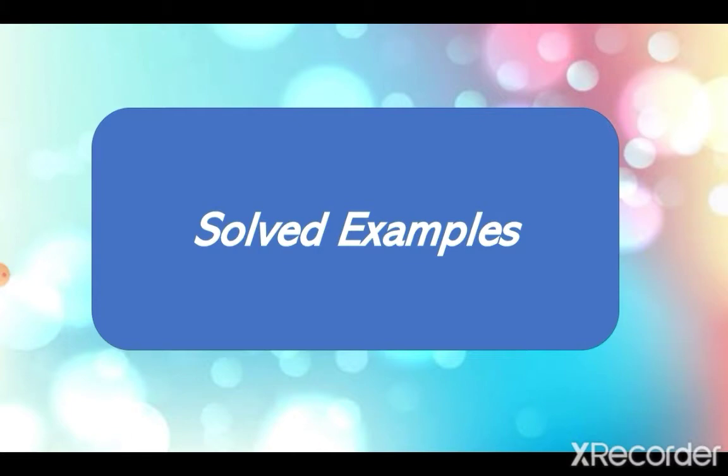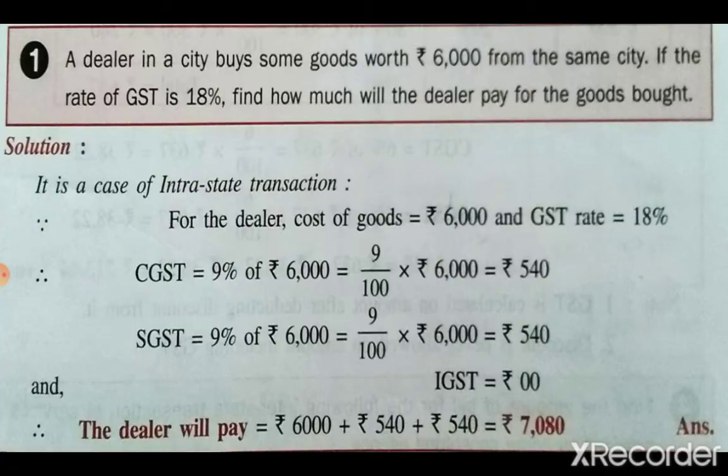Now today we are going to solve the solved examples of our textbook of chapter 1. First solved example: a dealer in a city buys some goods worth rupees 6,000. So a dealer is buying some goods worth rupees 6,000 from the same city. Same city means it is an intrastate transaction.